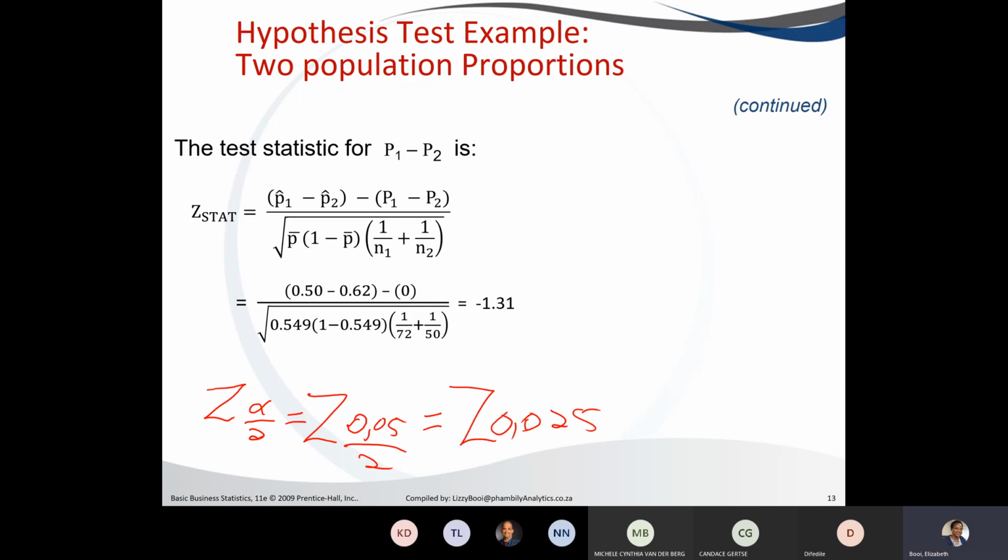Just remember that. Remember our alpha, we were given, it was 0.05. And since we're doing a two-tailed test, if we were doing a one-tailed test, we were just going to use the alpha value. And since we're doing a two-tailed test, we have to divide the alpha by 2. And when we divide alpha by 2, we get the value of 0.025. Now we need to go to the Z table.